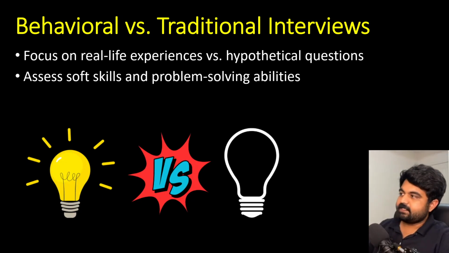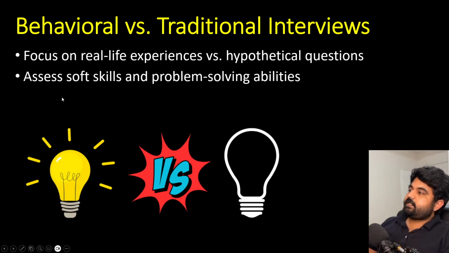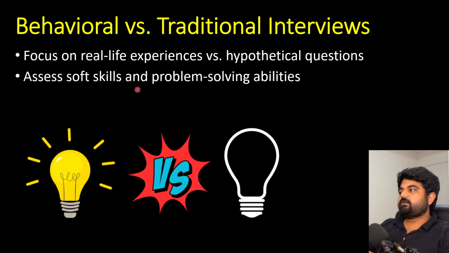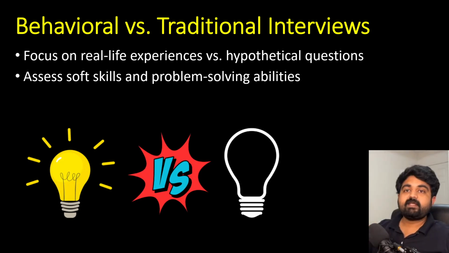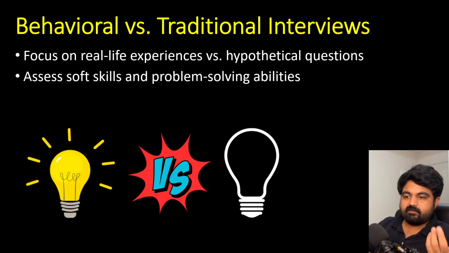Now, once that is done, it is also really important that in order to judge the soft skills and problem solving abilities of a person, you judge it based on the actions they took rather than the creativity or the mental storytelling they have. It's always good to realize what they did in that scenario and how you can judge that.